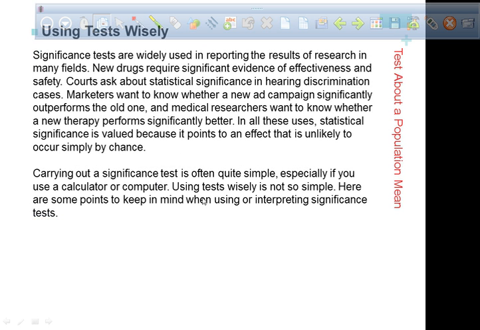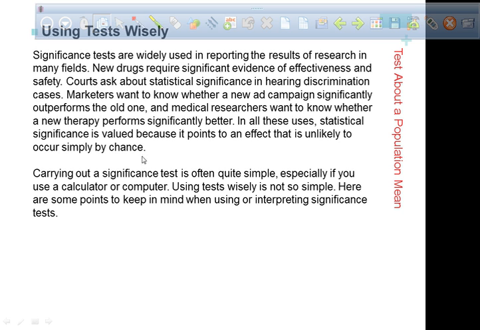Again, remember to use your T procedures wisely. Significance tests are widely used in reporting results of research in many fields. New drugs require significant evidence of effectiveness and safety. Courts ask about statistical significance in hearing discrimination cases. Marketers want to know whether their new ad campaign significantly outperforms the old one. Medical researchers want to know whether their therapy performs significantly better.